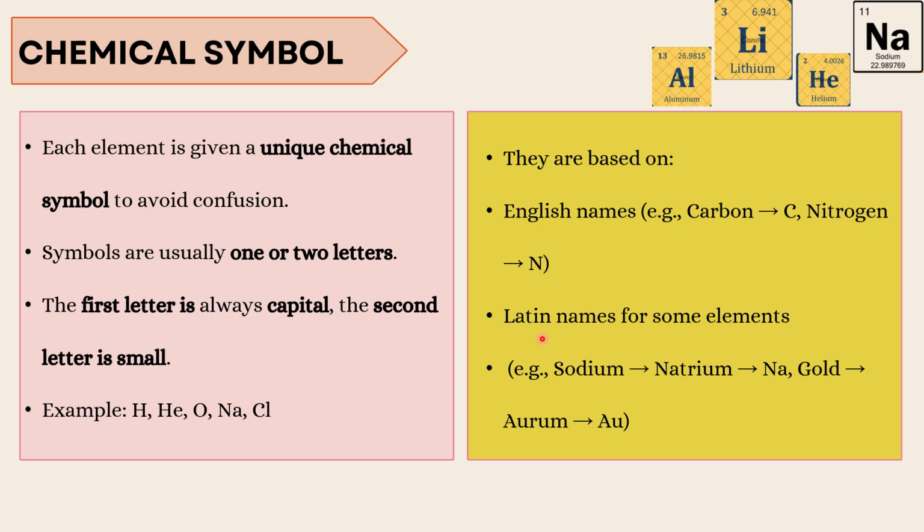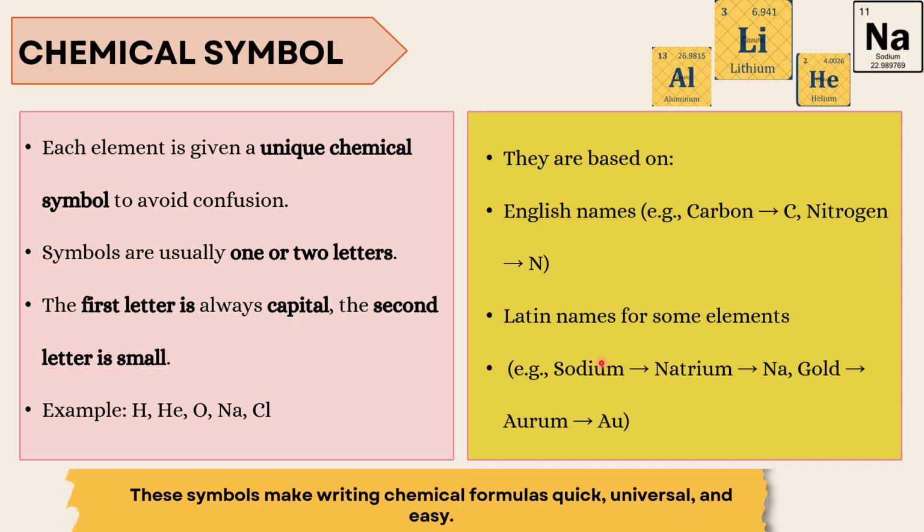Now, for a Latin name, in the case of sodium, we do not take S or So. Instead, we take Na. Where did we get this Na? This Na has come from the Latin name of sodium, which is natrium. So we have taken Na as the symbol for sodium. Similarly, for gold, it is aurum, so we have taken Au as the chemical symbol for gold. Hope you have understood how and why we have taken these particular letters for the respective elements or atoms in the periodic table.